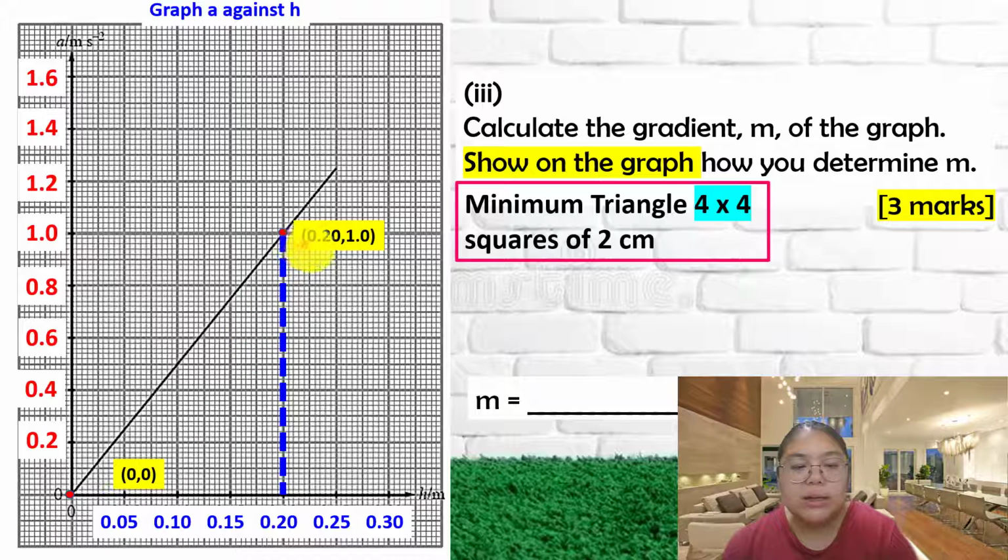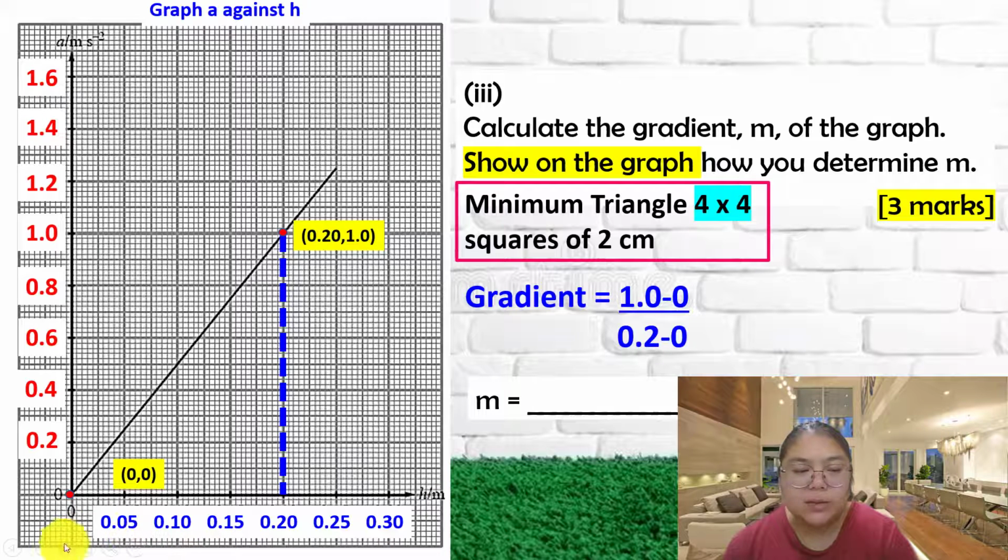So this one coordinate is (0.2, 1), and this one is (0, 0). So I need to do the calculation for gradient. Remember the formula again. Gradient is (y1 minus y2) over (x1 minus x2). Now easier is (0, 0), we just minus 0. So from here, gradient equals y first, 1 minus 0, over 0.2 minus 0. So from here I get the answer, 5. Okay, unit. Must have unit.